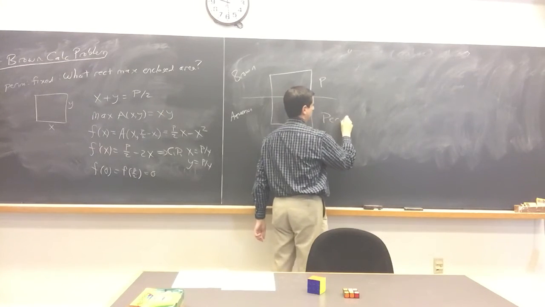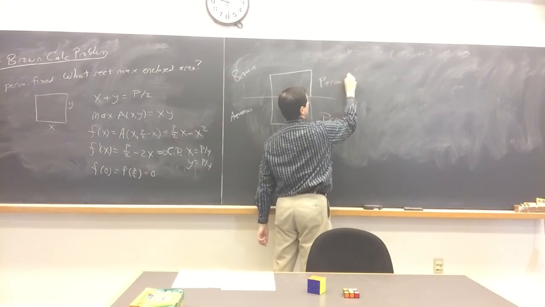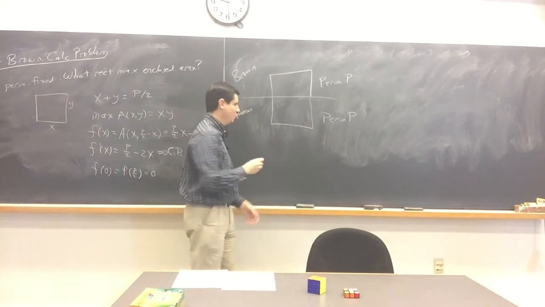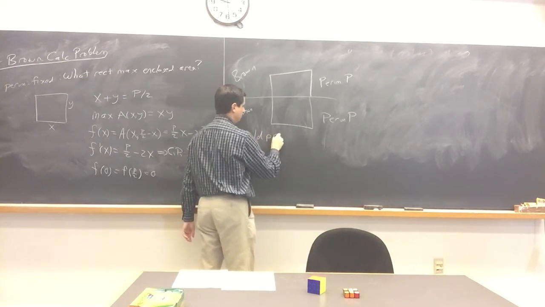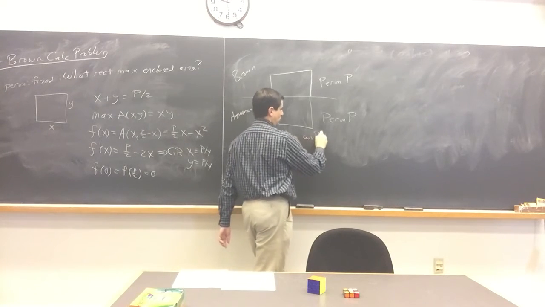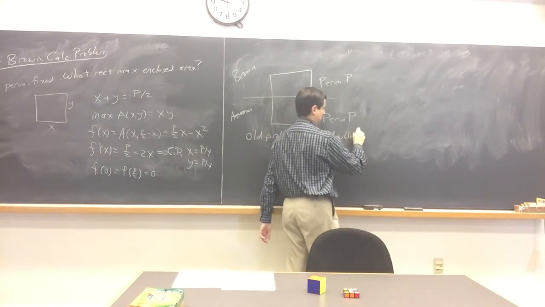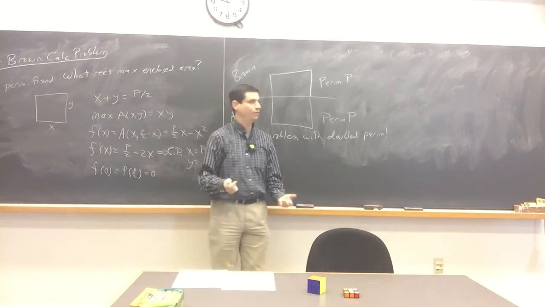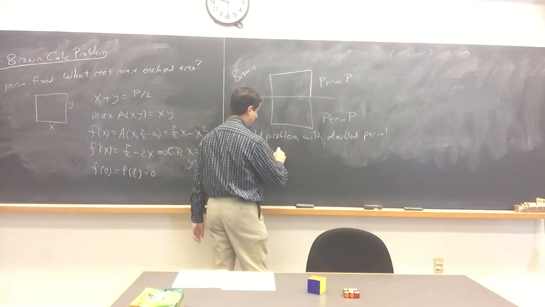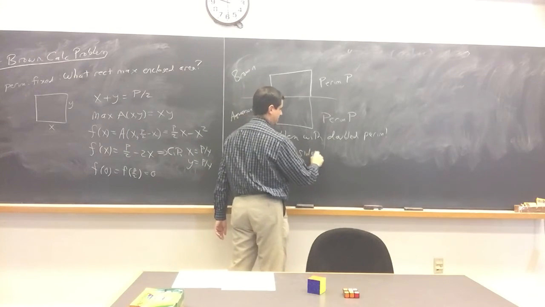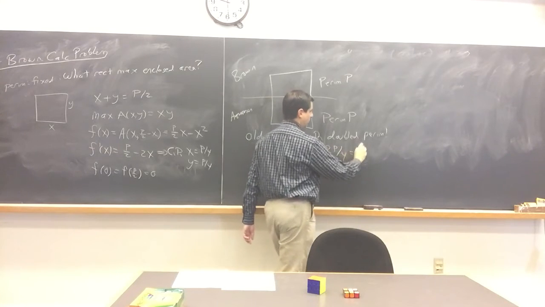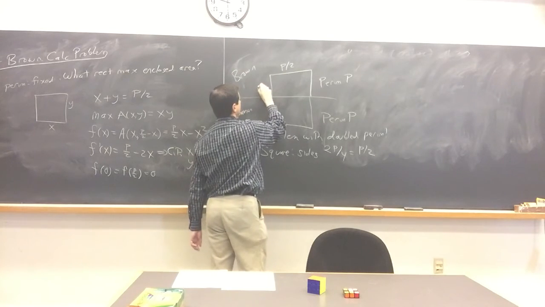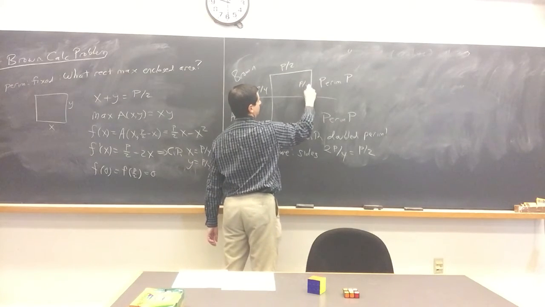So I'll do perimeter P, perimeter P. So this is now equivalent to the Farmer Brown problem, but with twice the perimeter. So it's the old problem with doubled perimeter. And so since we saw that each one was the perimeter over 4, now we get a square, and the sides will be 2P over 4, which is P over 2. So the long side will be P over 2, and these will be P over 4.